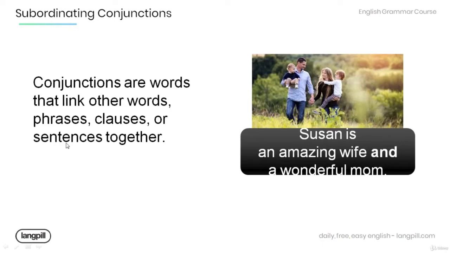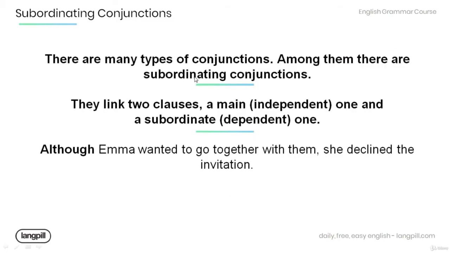Conjunctions are words that link other words, phrases, clauses, or sentences together. Have a look at the example over here. Susan is an amazing wife and a wonderful mom. Now the word "and" in the sentence is a conjunction, and it's used to link two sentences together. Susan is an amazing wife, a wonderful mom. Now there are many types of conjunctions, and among them are subordinating conjunctions.